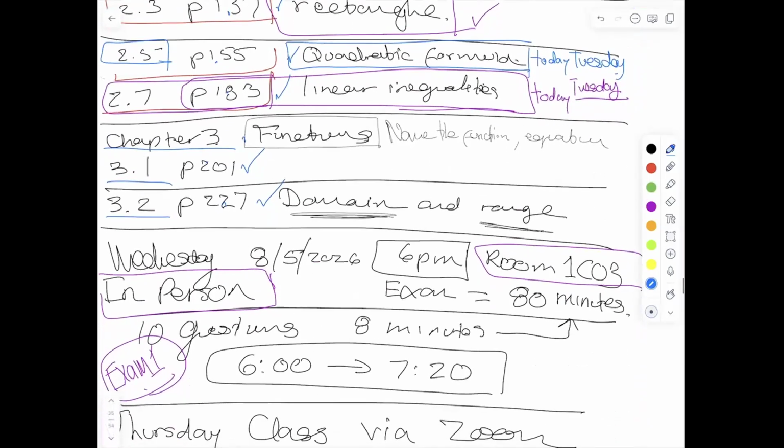And we also introduced functions, right? And we said, you got to name that function, right? You got to name that equation, right? This is an equation, right? And I said the sections were 3.1, page 201, 3.2, page 227, and we talked about domain and range.